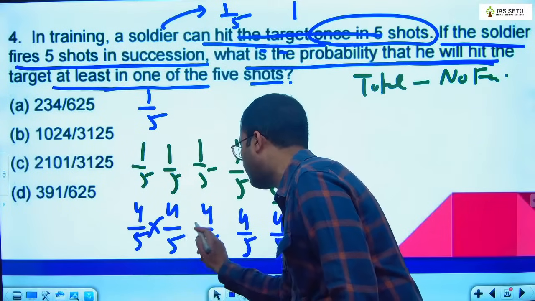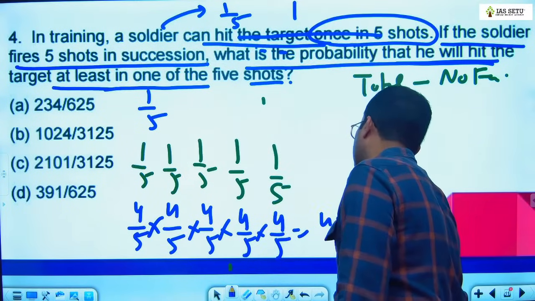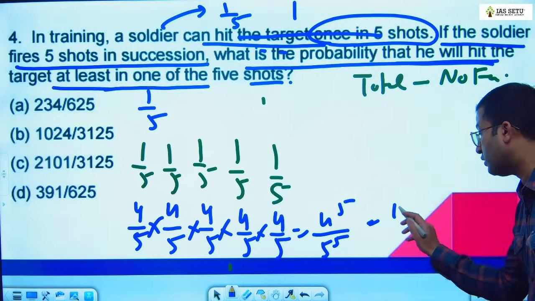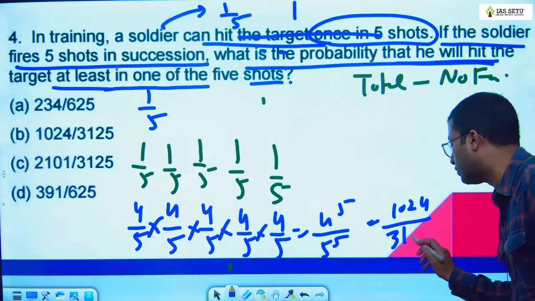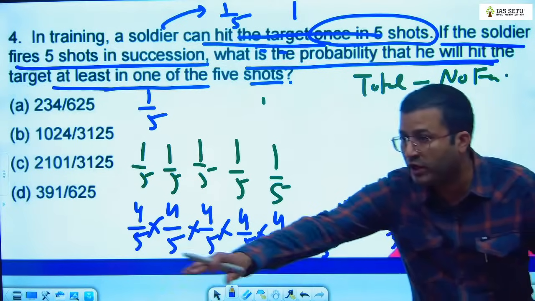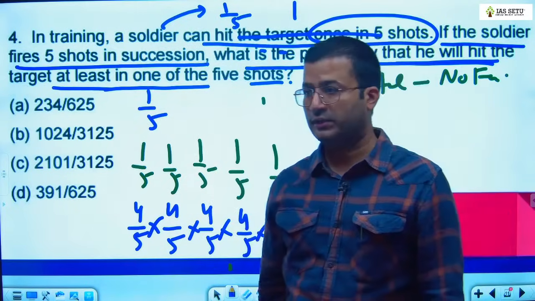So you multiply this, so you get 4 to the power 5 upon 5 to the power 5. It is 1024 upon 3125. Here we are not hitting the target. No one of these 5 people gets selected.